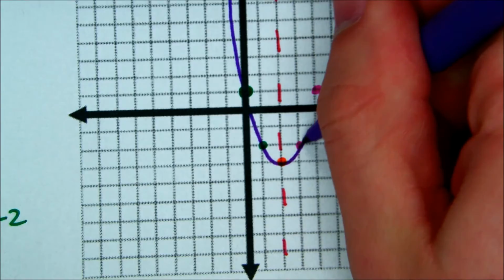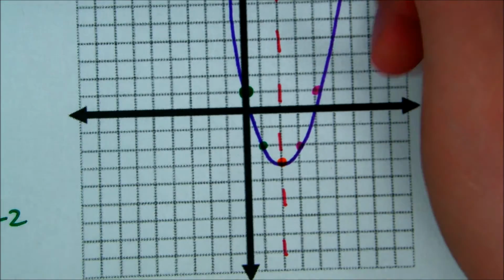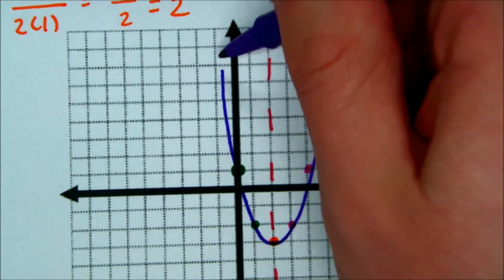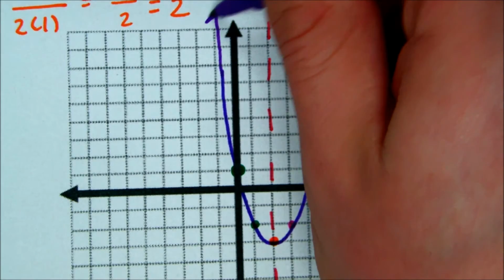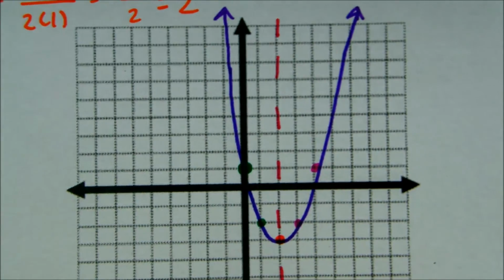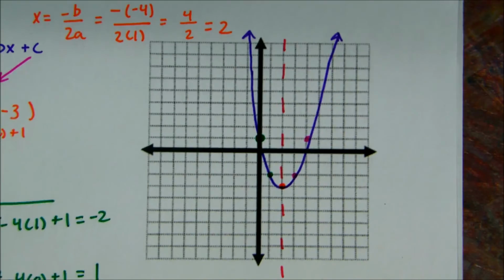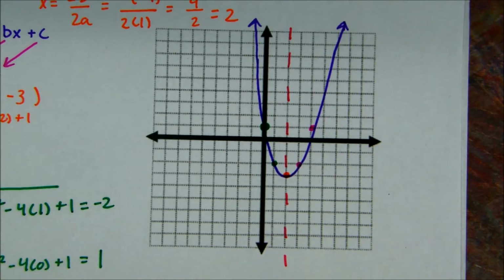Just extend it all the way up. Let's get so you can see, extend all the way up. And if I want, I could put in some more values, make my graph a little bit more accurate. But if I wanted to be super precise, I would use a calculator to do it. So that's the first example of how to graph a quadratic equation by hand.